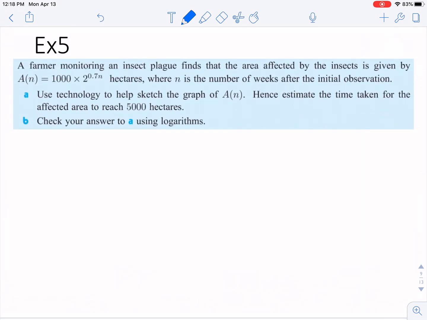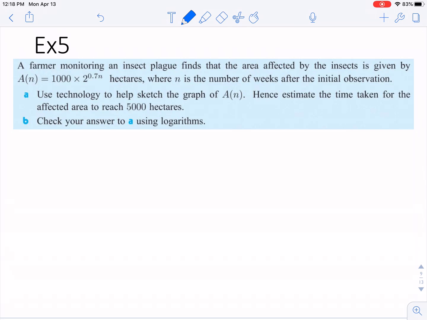So, next one. We now have insects plaguing us. We had mice, we have insects. We could do something like this with COVID. I just don't want to think about that one, so we're going to stick with insects and mice. A of n is equal to 1,000 times 2 to the 0.7n, where n is the number of weeks after the initial observation. Use technology to sketch a graph of A sub n, hence estimate the time it takes for the affected area to reach 5,000.